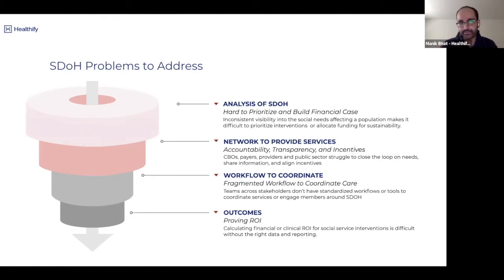And finally is outcomes. Once we have a robust infrastructure in place to coordinate around these needs, how do we make sure that we have the right metrics in place to calculate financial and clinical ROI to make sure there's a virtuous cycle of investment around these services for long-term sustainability?